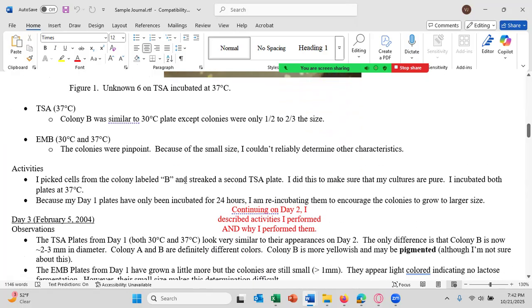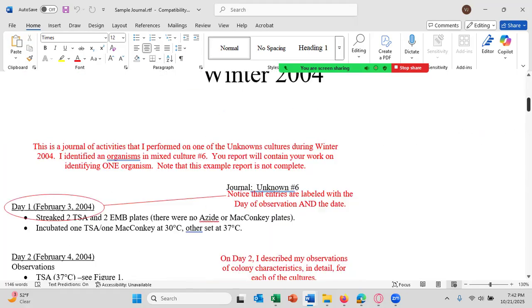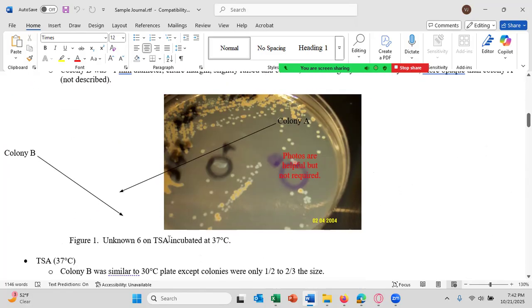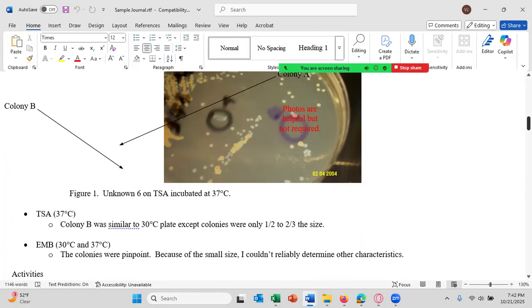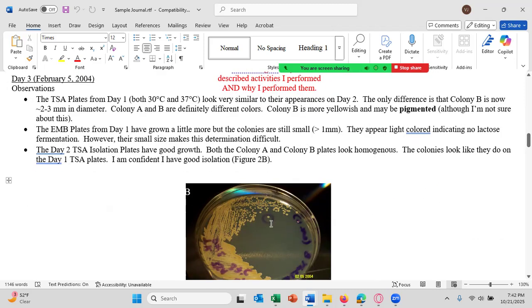There's some activities they're doing on this plate. It looks like he took from colony B and streaked it out on a second plate to get isolated colonies. Where is colony B? Someplace over here. This got moved, so it's probably right there, but I'm not sure. Or maybe it's there.